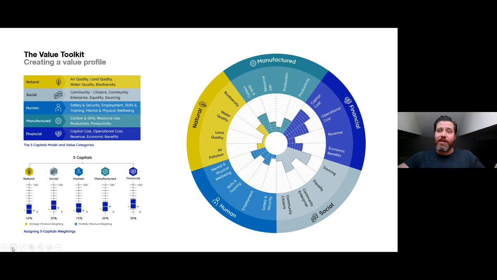So each project in this value toolkit will have to define what it will achieve in each of these areas, and they will be held to very specific guidelines and baselines that are set by other standards that are out there at the minute. So next slide.